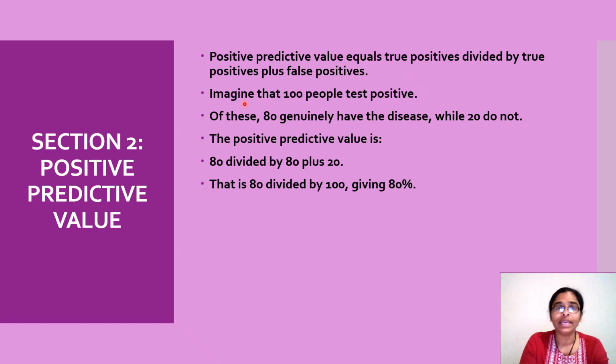For example, imagine that 100 people test positive. Of these, 80 genuinely have the disease, while 20 do not. So, the positive predictive value is 80, the true positives, divided by the true positives, that is 80, plus 20 who are false positives. So, that is 80 divided by 100, and that gives 80%. Therefore, when this test produces a positive result, there is an 80% probability that the person genuinely has the disease.